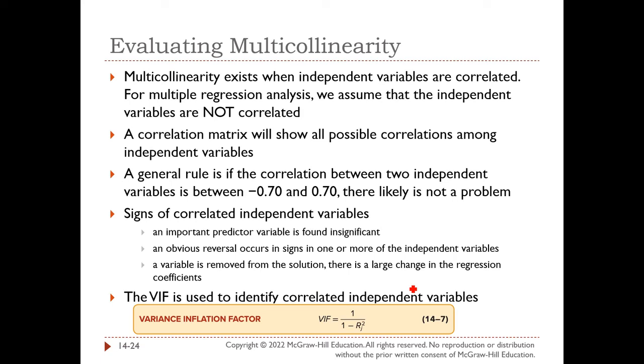Signs of correlation in independent variables: an important predictive variable is found insignificant; an obvious reversal occurs in signs in one or more of the independent variables; a variable is removed from the solution; there is a large change in the regression coefficients.